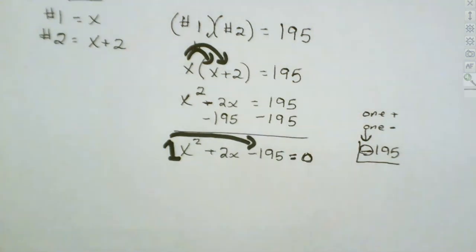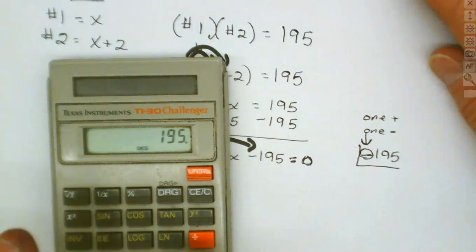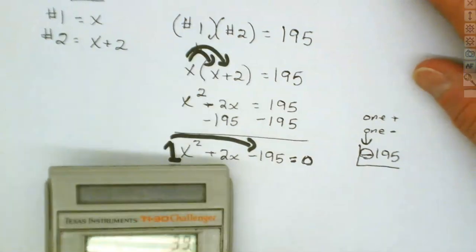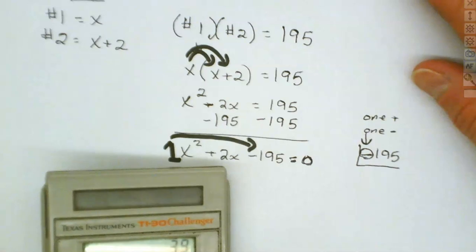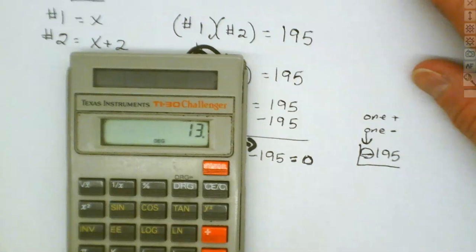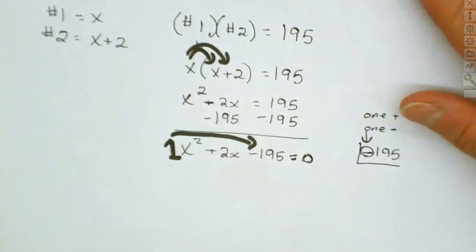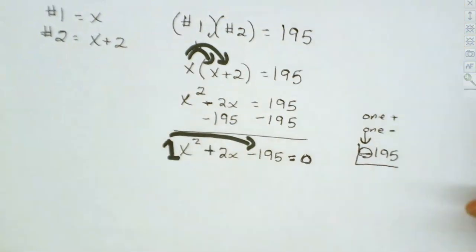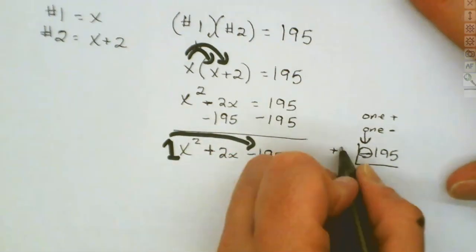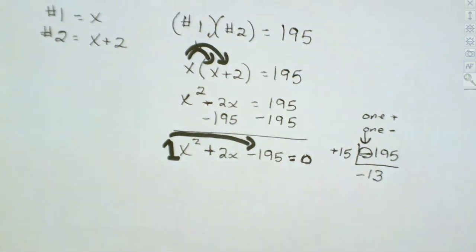Okay, we want to try to factor this out. It ends in a 5. So let's try a 5. 5 and 39. Does that give you the 2? Nope. Let's try 15. 15 and 13. Is that difference 2? Yep. What's the sign in the middle? Positive. So that means we need a positive 15 and a negative 13, right? Because those give you the 2 in the middle.